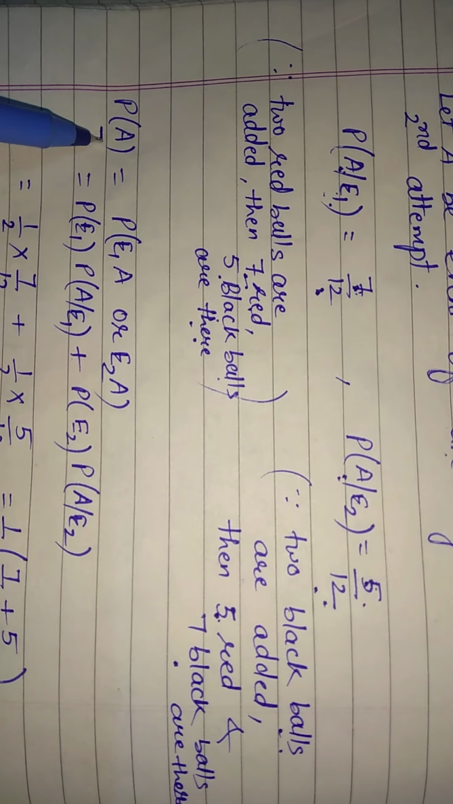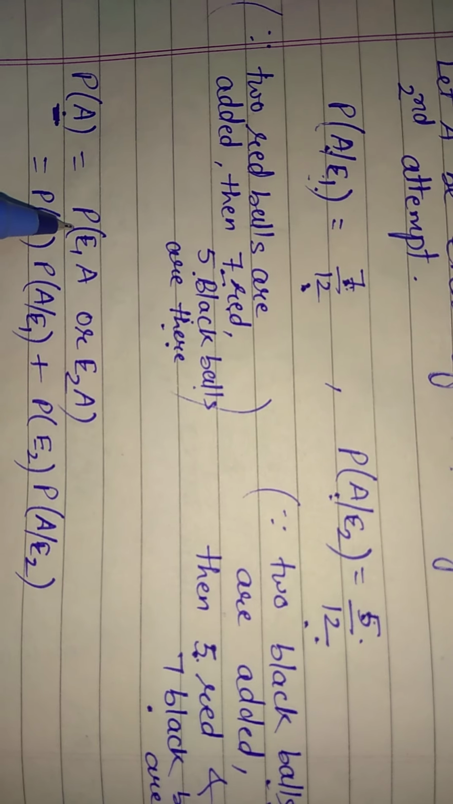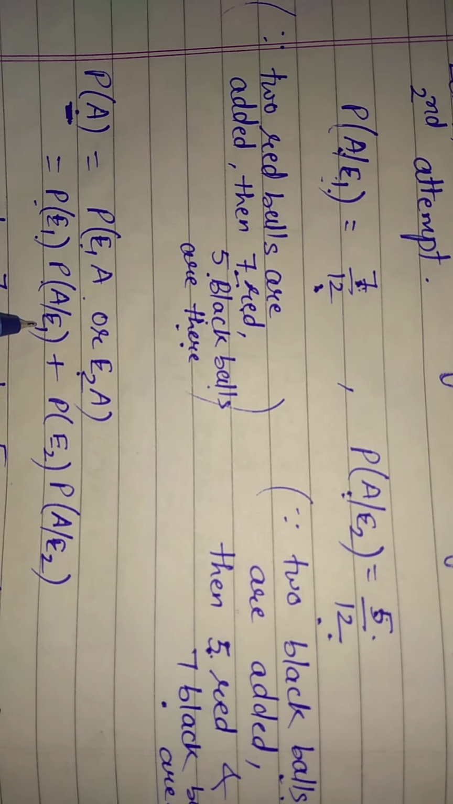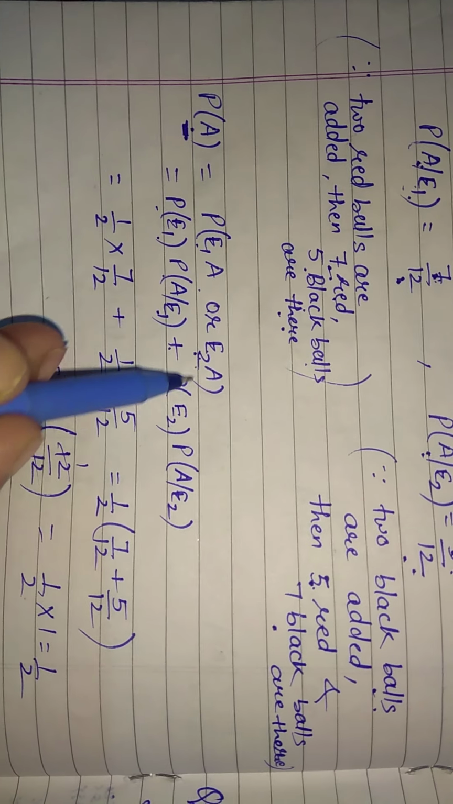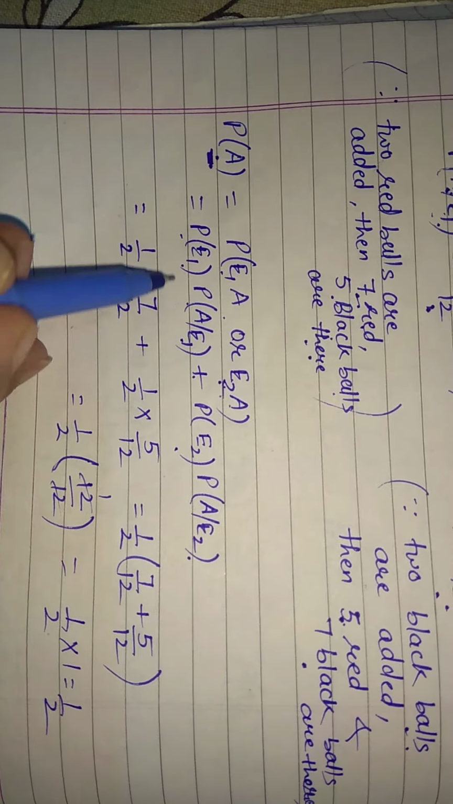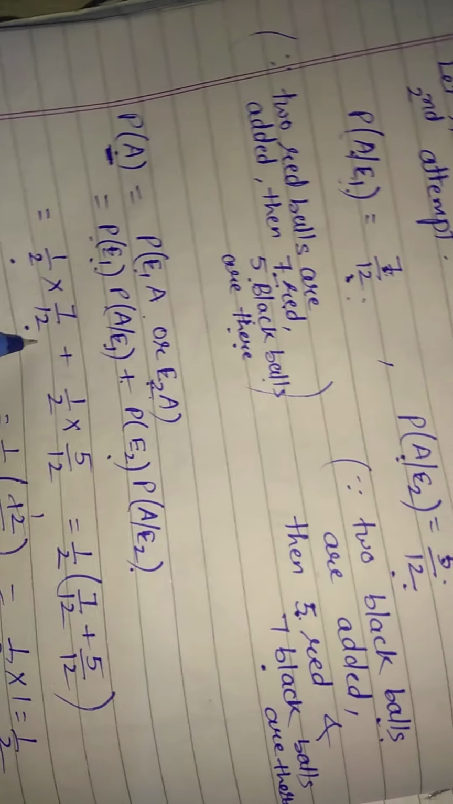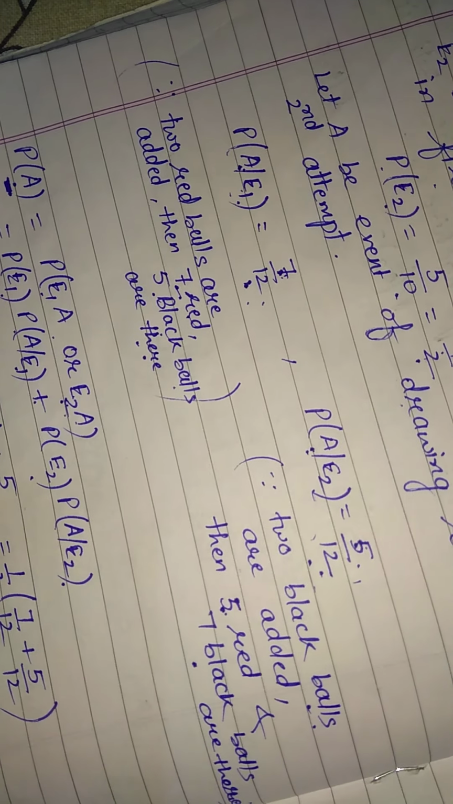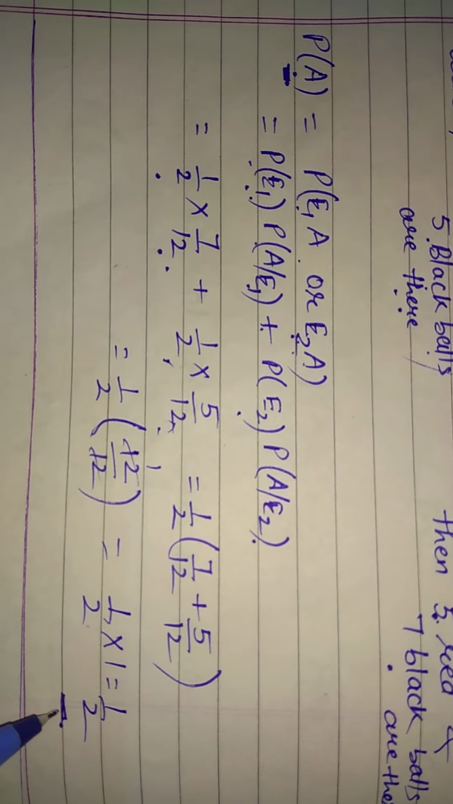Then we have to find the probability of the second red ball, P(A). So what is P(A)? It depends on E1 or E2. So we can write P(E1) into P(A given E1) plus, or means plus, P(E2) into P(A given E2). What is P(E1)? This is 1 by 2. P(A given E1) is 7 by 12. P(E2) is 1 by 2. And P(A given E2) is 5 by 12. After solving, we will get 1 by 2. So this is the answer.